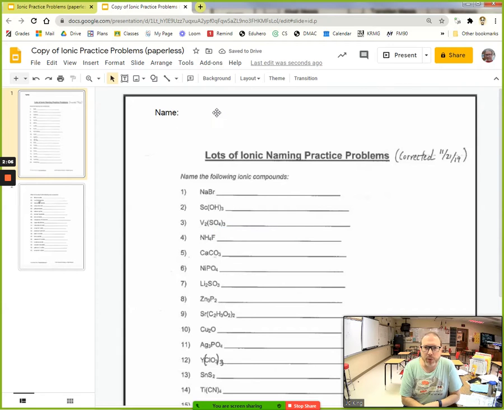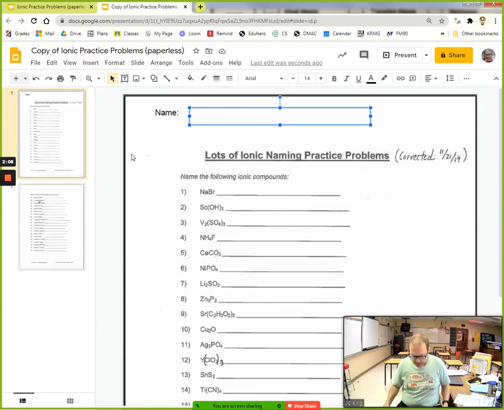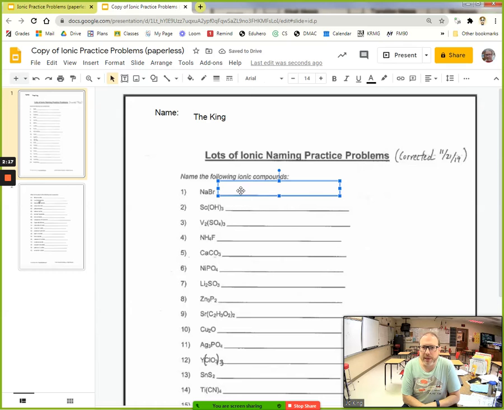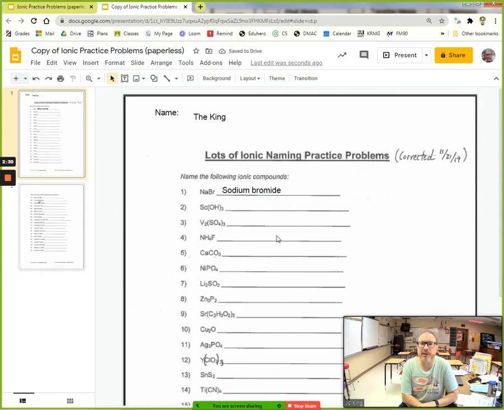So, for starters, up where it says name, you can click, and I've got a hidden text box there. And then when you go to put in your answers, you just click the text box and you type. Now, we looked at a couple of these yesterday. So I think NaBr was sodium bromide. You just type it right there in the box.